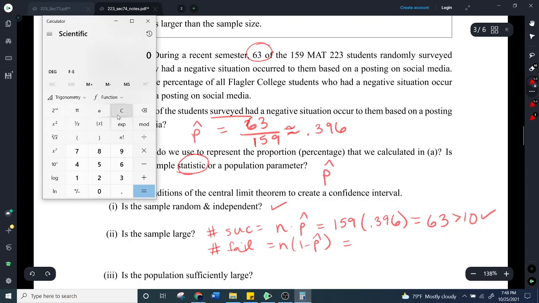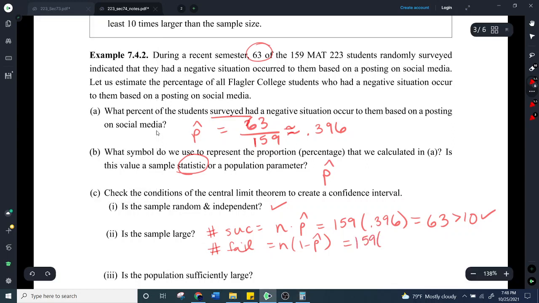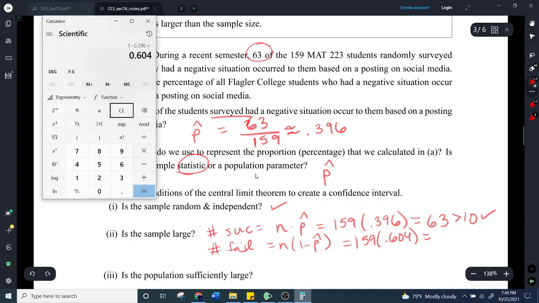Well, let me go ahead and give you the percentages just so you have it in your notes. If I do 1 minus p hat, so if p hat was that 0.396 number, the complement was 0.604. So that means we've got 159 times 0.604, which should be the rest of the students in my survey. Sorry, 0.604 times 159 gives me about 96 students or so.